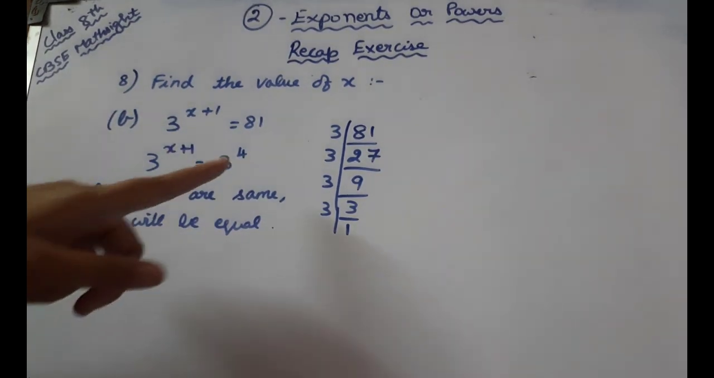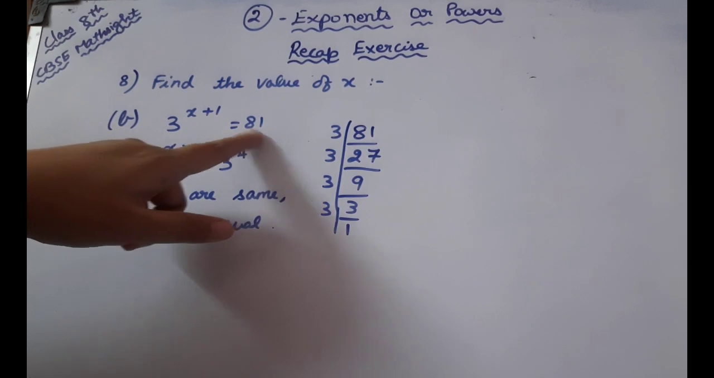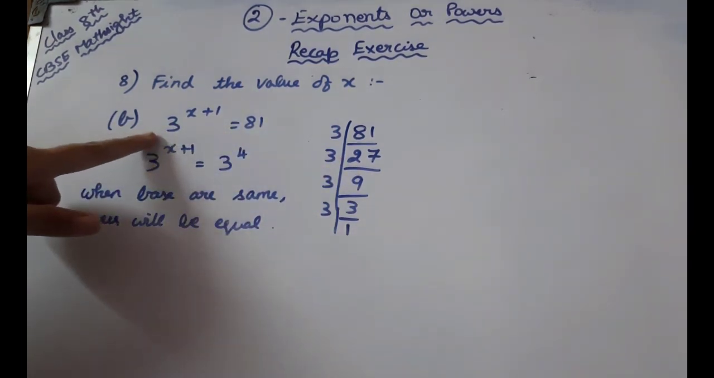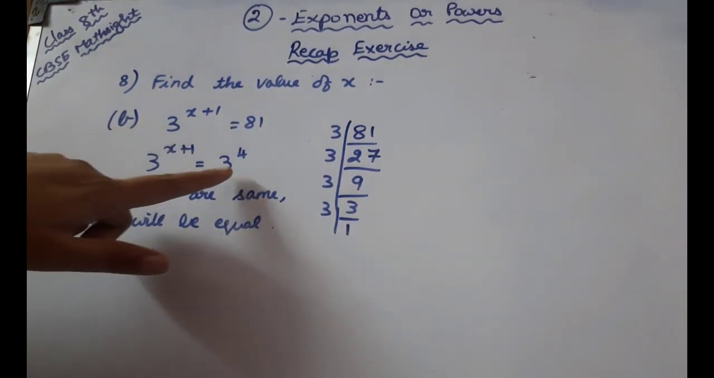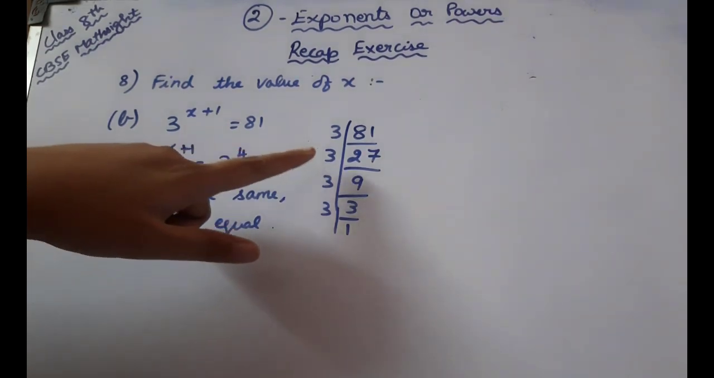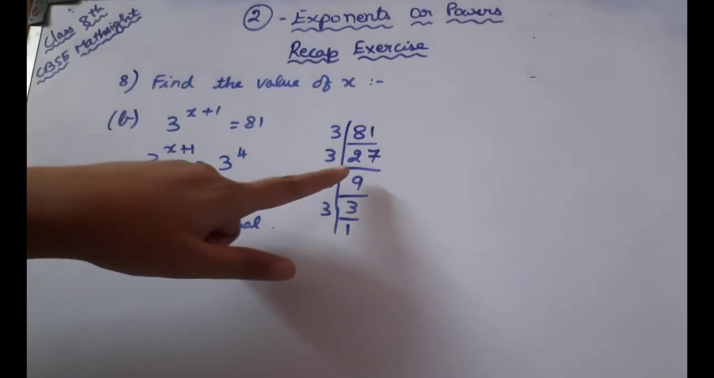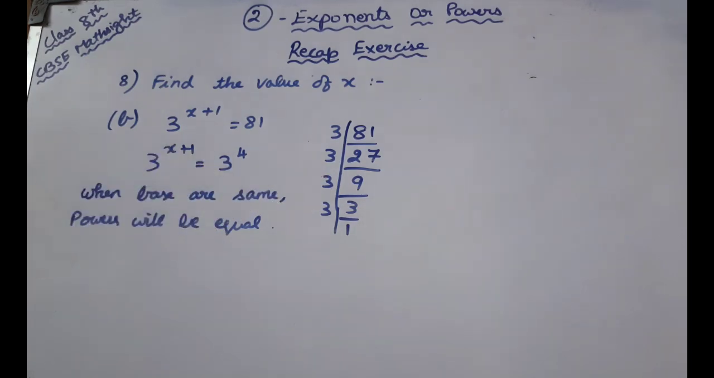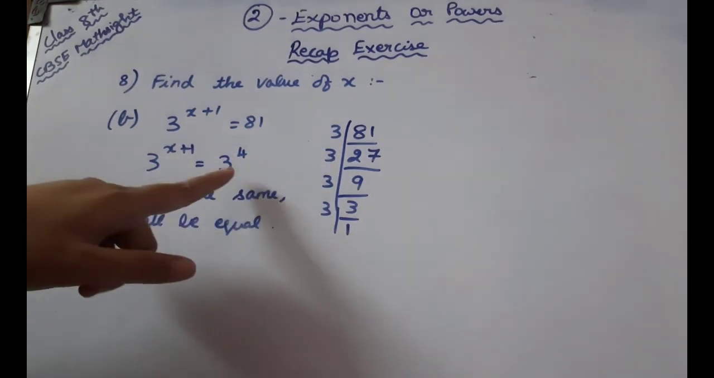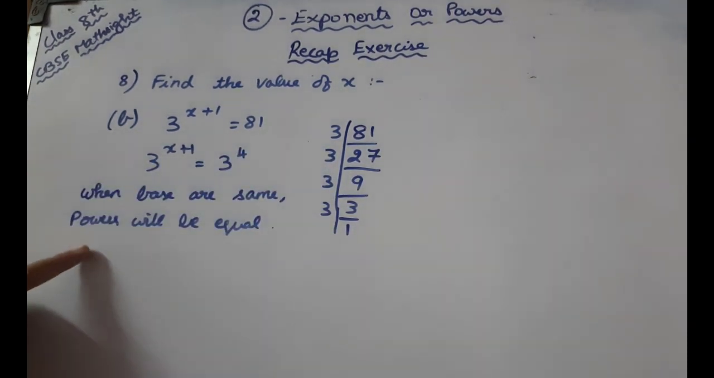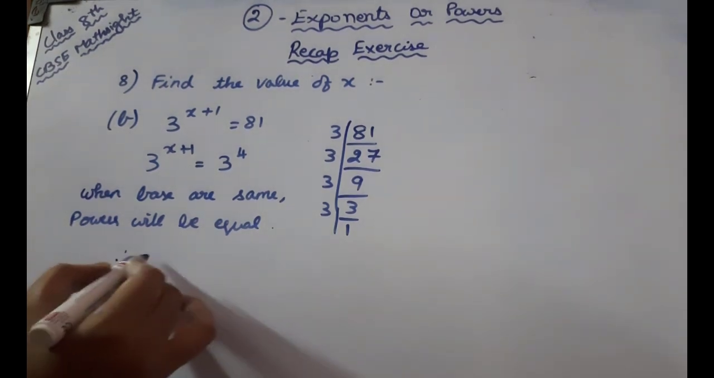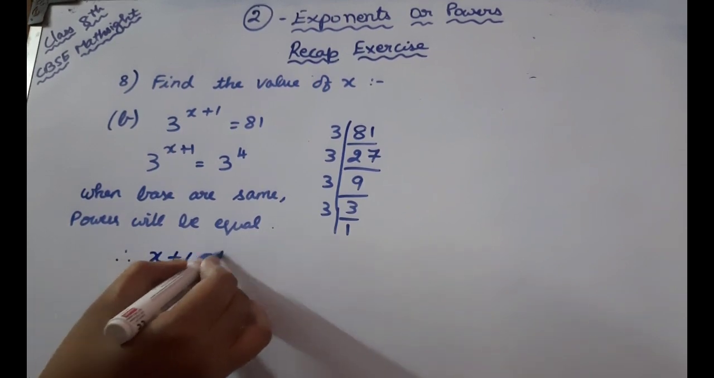So like the previous sum, we have to take LCM of 81 in terms of 3, so that we can make both the bases same. So 81 when I divide with 3, so 3 27s are 81, 3 9s are 27, 3 3s are 9, and 3 1s are 3. So we totally have 4. So 3 to the power of 4. So we can use the same concept here. When the bases are same, power will be equal. So therefore x plus 1 will be equal to 4.